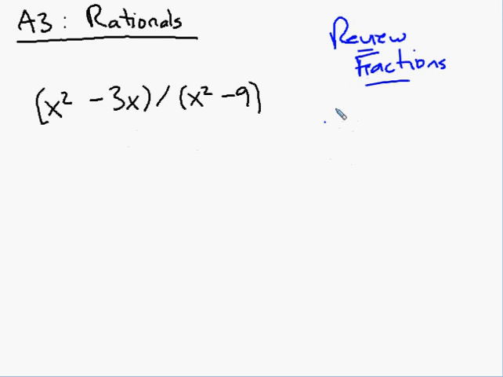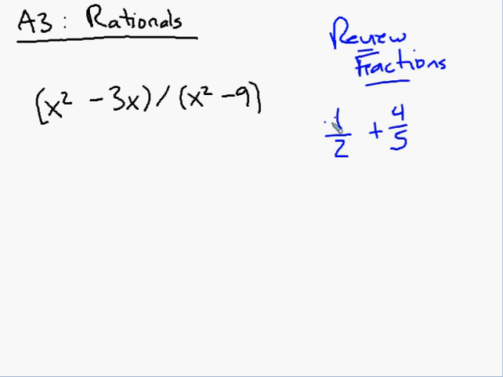So first would be adding fractions. So if I had a half plus 4/5, I can't just add these. This would be wrong. I do not get 5/7. So don't just do that. Actually, I don't want to erase all of that. What I need is a common denominator. I need these to be broken up the same way.